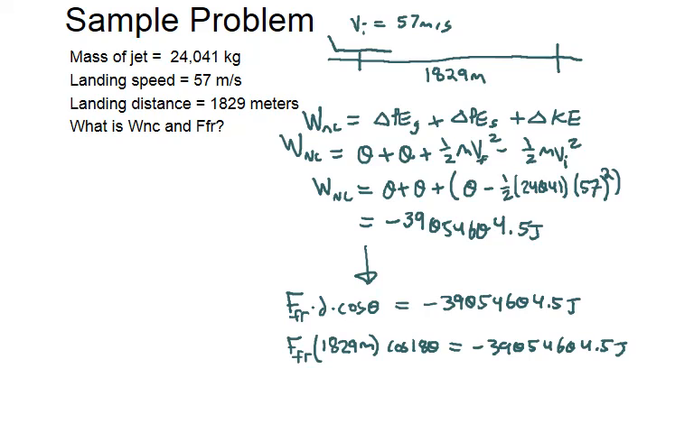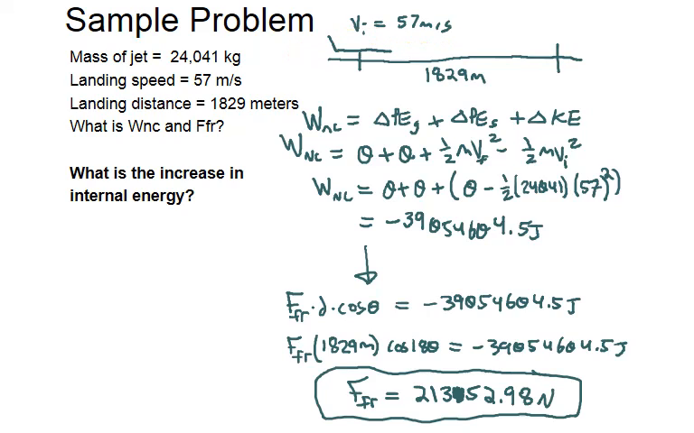And so 1829 cosine of 180, right? Because the airplane is going this way, friction's this way, cosine of 180 degrees is -1. And so we have a force of friction of, let's see, 21,352.98 newtons. And then what is the increase in internal energy?